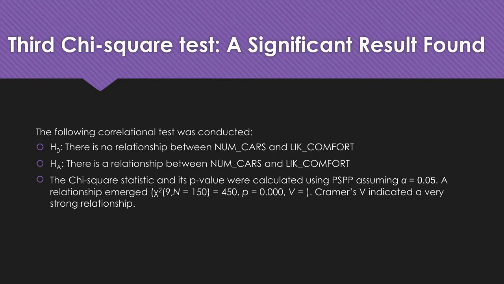The last test we did was test number 3. The null hypothesis is that there is no relationship between number of cars and leg comfort, and the alternative hypothesis is that there is a relationship between number of cars and leg comfort. We carried out the test, and the p-value was calculated with our software again. We also assumed that alpha was 0.05, and as a result, a relationship emerged. Cramér's V for this test indicated there was a very strong relationship.